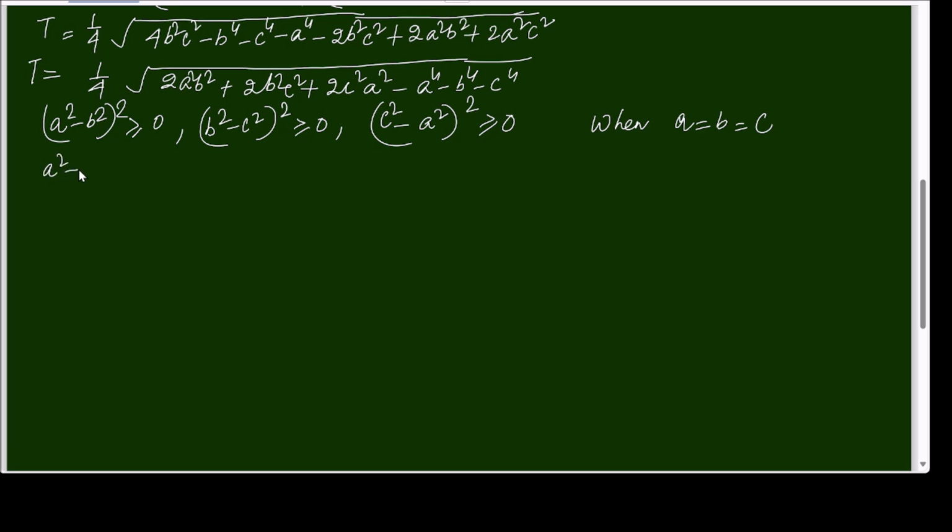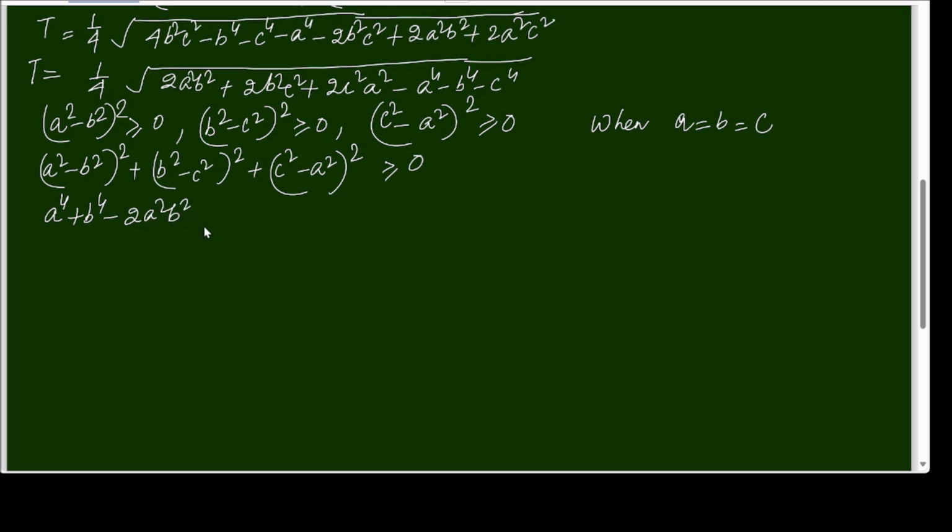So I can write a square minus b square whole square plus b square minus c square whole square plus c square minus a square whole square greater than or equal to 0. Now expanding this, I'll get a^4 plus b^4 minus 2a square b square plus b^4 plus c^4 minus 2b square c square plus c^4 plus a^4 minus 2c square a square is greater than or equal to 0.